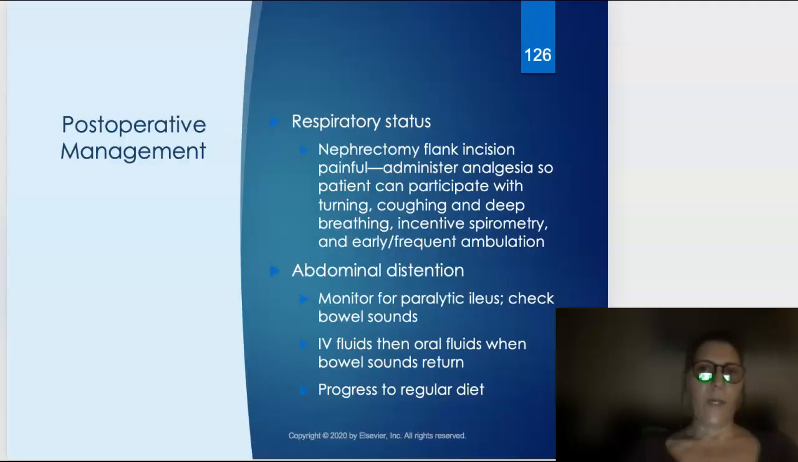Respiratory status, we want to make sure they cough and deep breathe. For abdominal distension, we're going to monitor for a paralytic ileus, check the bowel sounds, IV fluids and oral fluids when the bowel sounds return, and then progress to a regular diet.